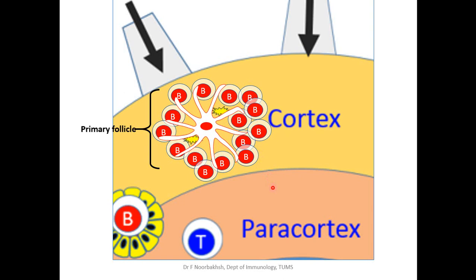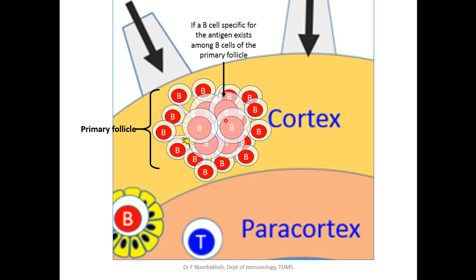But if I happen to have a particular B cell or some B cells with antibodies specific for this antigen, or specific for its antigenic determinants, then these B cells start migrating towards the center of the follicle, and then there they start proliferating. And I've shown this in a bigger size because these cells that are proliferating are bigger than the original B cells. They are called immunoblasts.